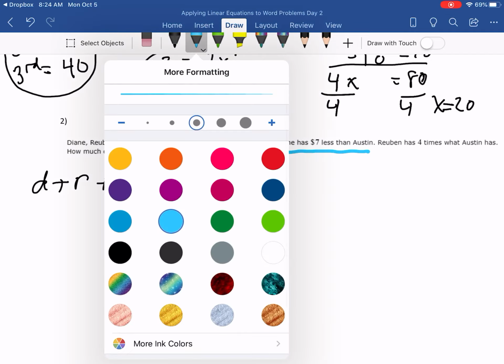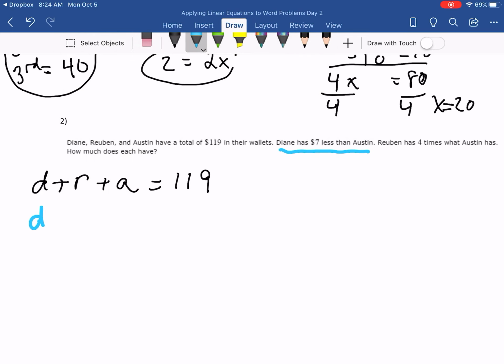Diane has $7 less than Austin. So for this one, D equals the amount that Diane has is equal to the amount that Austin has minus $7. So D equals A minus 7. And Ruben has 4 times what Austin has. So Ruben equals Austin times 4, or 4A.